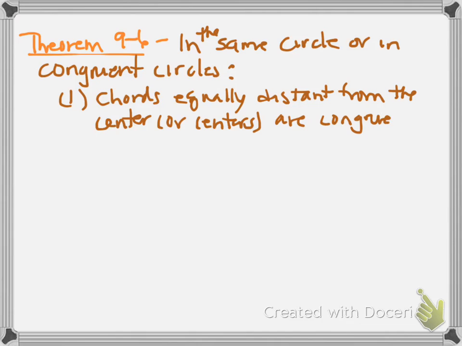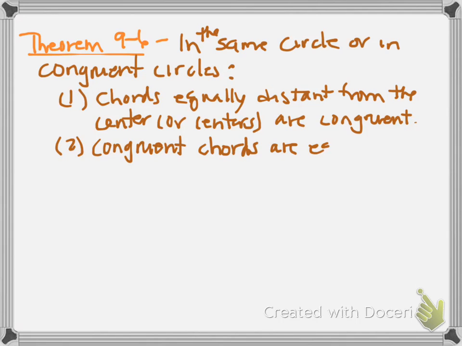So in that last scenario, you were told that your chord was 5 away from the center. If you had two chords that were both 5 away from the center, then the chords would have the same length. Or two, congruent chords are equally distant from the center or centers. So the converse relationship works as well.